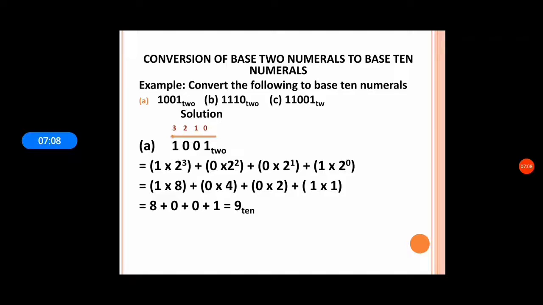objective. Conversion of base 2 numerals to base 10 numerals. Example, convert the following to base 10 numerals. So we have the first one, which is 1001 base 2, 1110 base 2, 11001 base 2. So solution. So the first one, we have 1001 base 2.